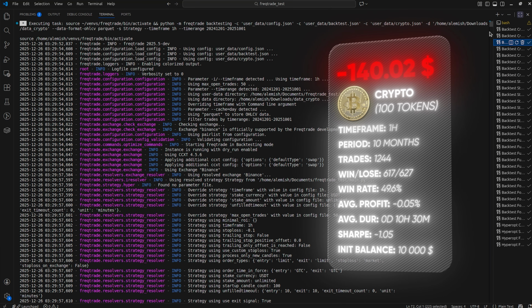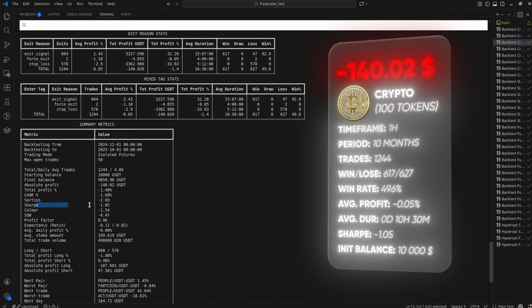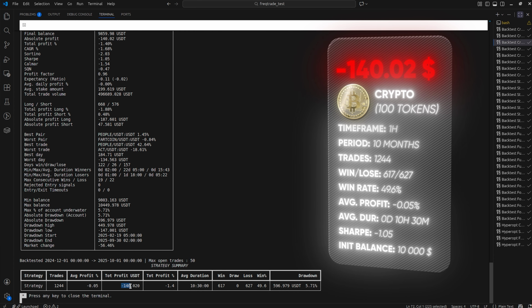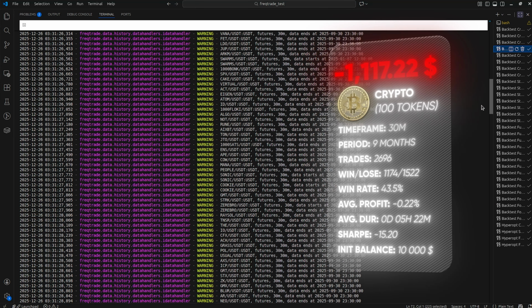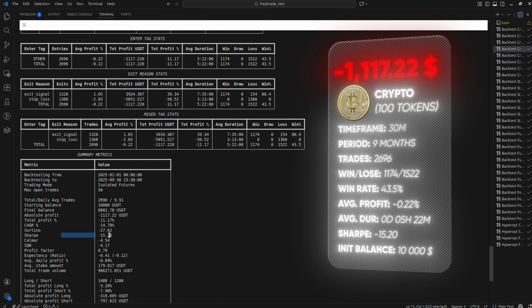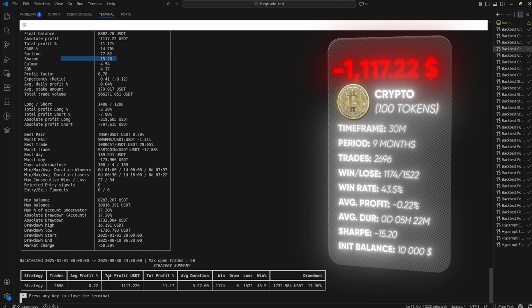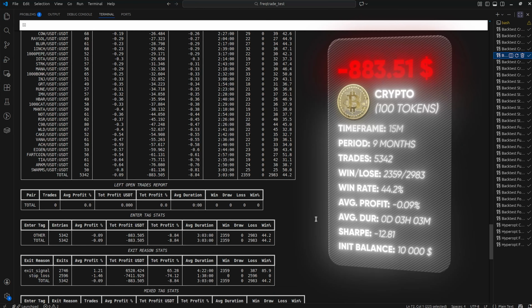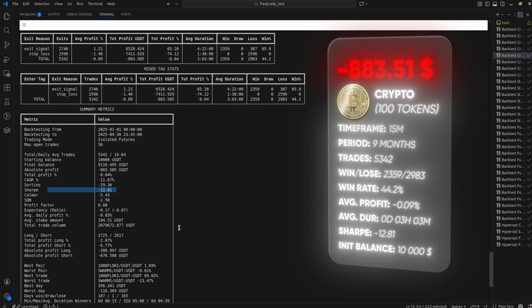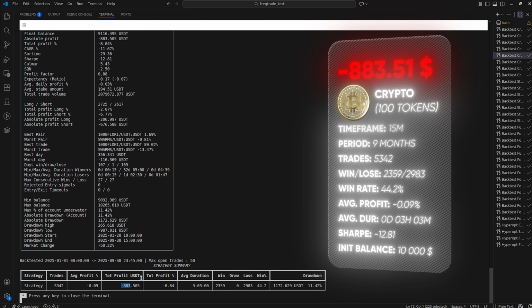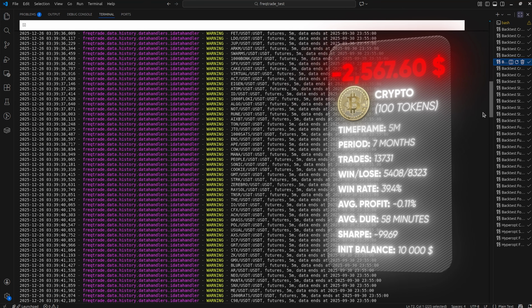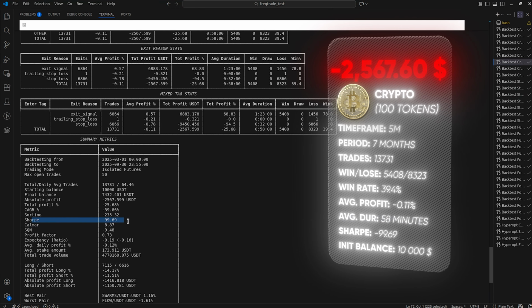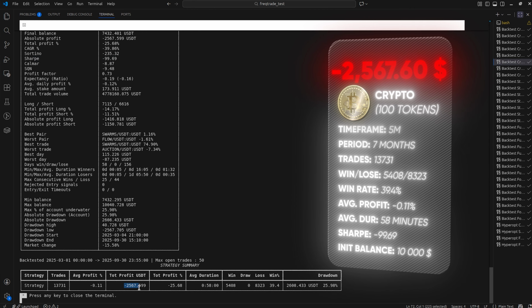Next, 1 hour time frame, Sharpe is once again negative, -1.05, and we lost $140. 30 minutes time frame, and Sharpe is even lower, it's -15 this time, and we lost more than $1,000. 15 minutes time frame, once again very low Sharpe, -12, and we lost $880. 5 minutes time frame. Table with results. Sharpe is minus 99, and we lost $2,500. 3 minutes.